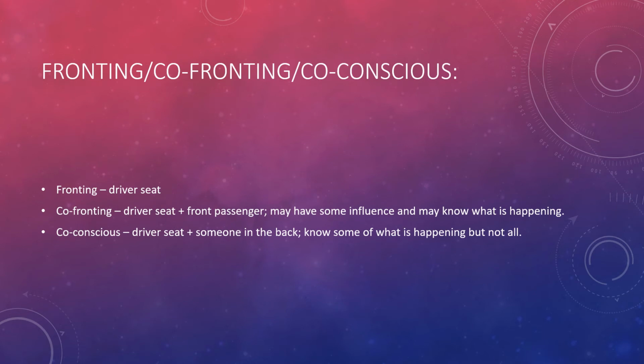Now, the best way for me to explain fronting, co-fronting, and co-conscious is by using the quote-unquote car analogy. I heard about this whenever I first discovered the Multiplicity and Me channel, and it just makes sense. So, your body is like the car. Whoever is fronting is basically in the driver's seat. They see everything that's going on, and they're controlling the motions of what's going on.